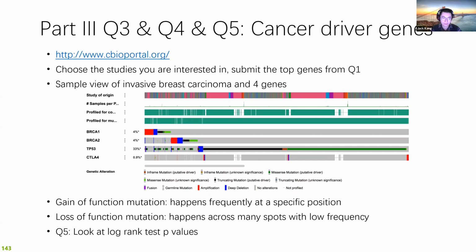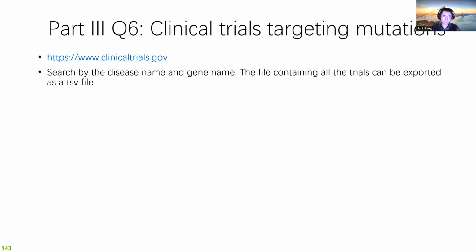And question 5 is very easy. It asks you to determine whether patients with a mutation have better survival compared to patients without the mutation. You just need to look at the survival curve, which this website will generate for you, and take a look at its log-rank test p-value to see if the two survival curves, with the mutation or without the mutation, are significantly different.